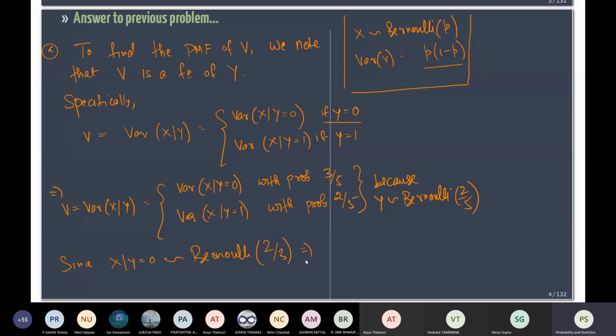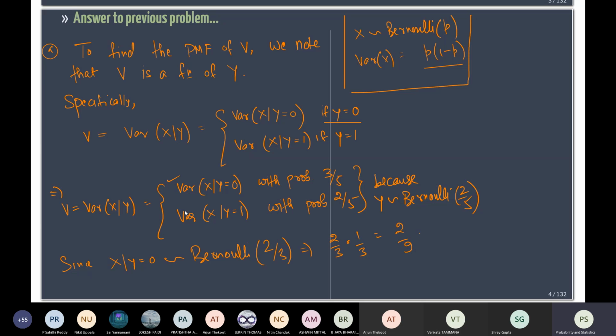So Bernoulli 2/3, this is p(1 minus p), so this is 2/3 times 1/3, which is 2/9. This is done, and then we need the other one.